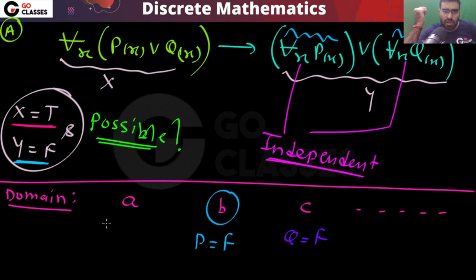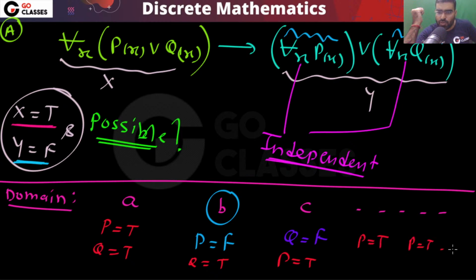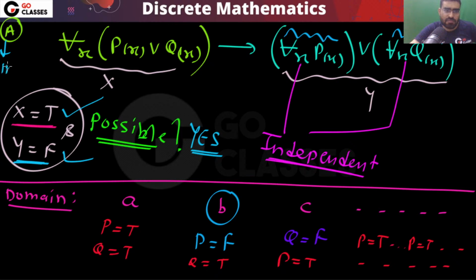What can I do? For this element A, I can make P true, Q true. For this element I can make Q true. For this element I can make P true. For all the remaining elements I can make P true, P true, and so on. So now you can see that X is true, and simultaneously Y is false. So yes, this is possible. That is the reason I can say, because this is possible, this A is invalid.